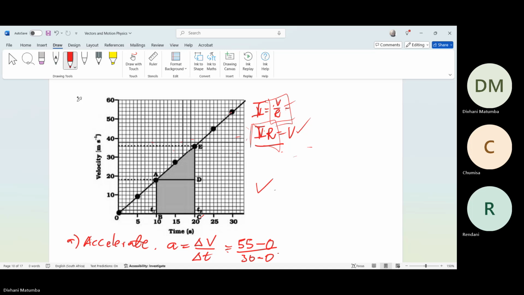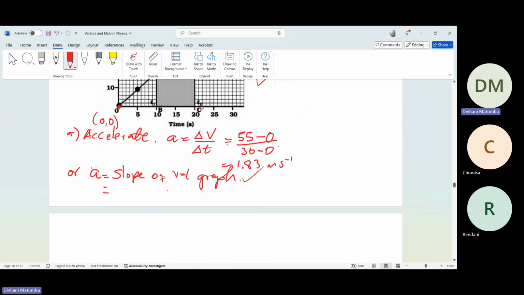Okay, let's see. So if you are saying this is 55, I'm okay with it. So this will be 30, 55. That's fine. You can use 54 or 55, but let's stick with 55 for now. That's coordinate number 1. And then another coordinate is 0, 0. You can use any. The slope of the graph will be change in y divided by change in x, which is 55 minus 0 divided by 30 minus 0, and it will give you 1.83.